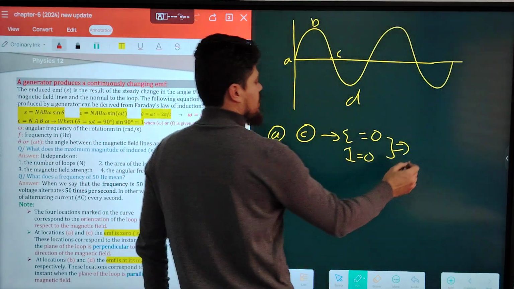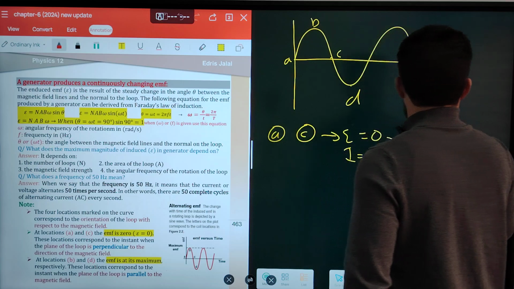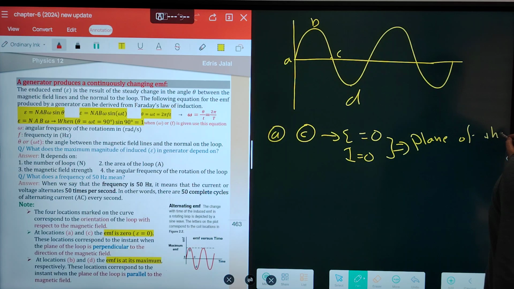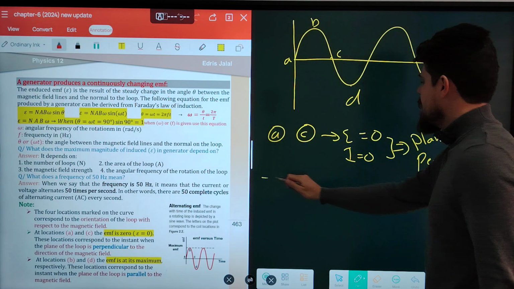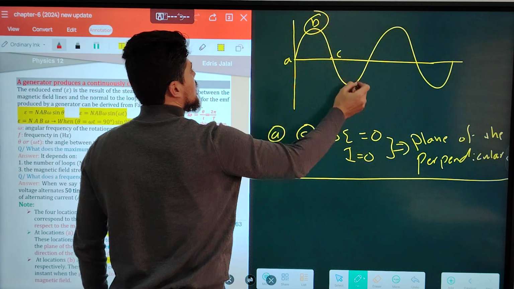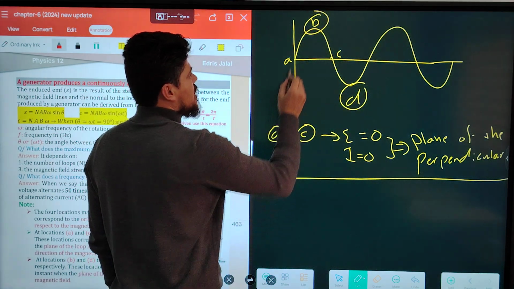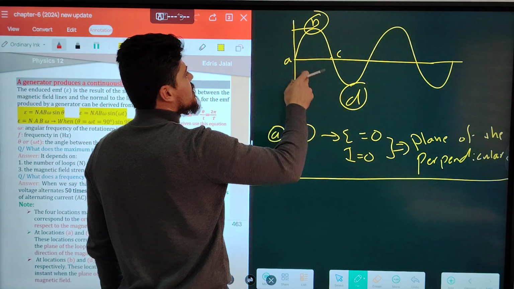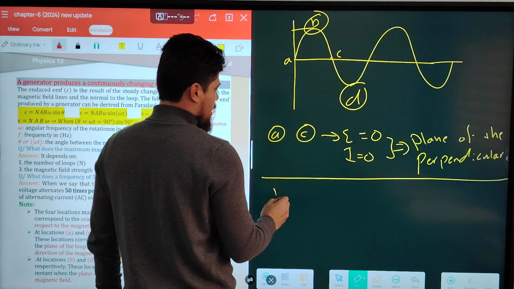Plane of the loop perpendicular. So this is very important. Pay close attention, please. Guys, be with me with full focus. At marks B and D, as you know, potential difference is maximum and current is maximum.